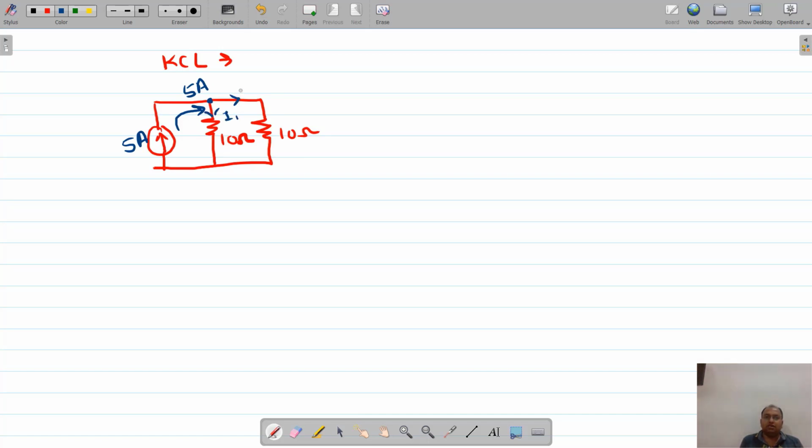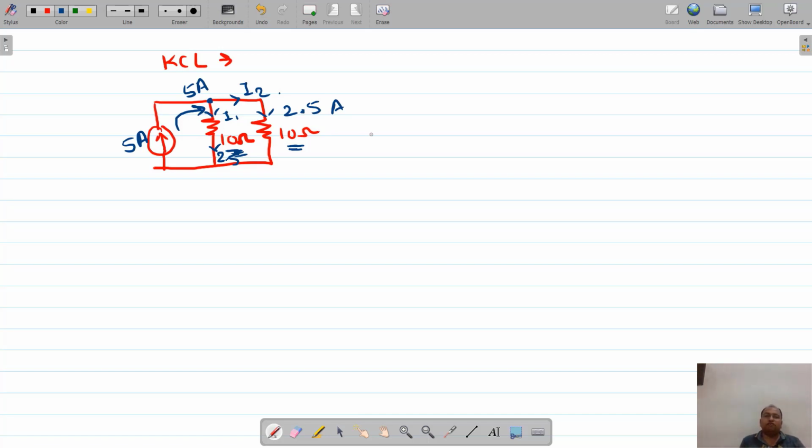Let us say this is I1 and this is I2. Now, as these two resistors have the same values, and we know that the current always chooses the minimum resistance path, but right now both resistors have the same value, so the current is going to get divided in a half manner. So 2.5 ampere current is going to flow through this 10 ohm resistor, and 2.5 ampere current is going to flow through this 10 ohm resistor.